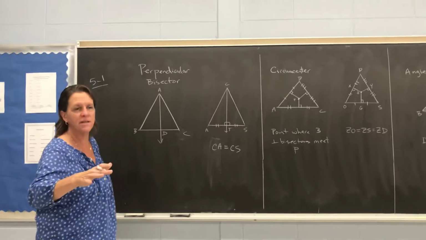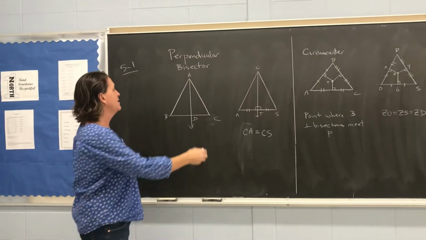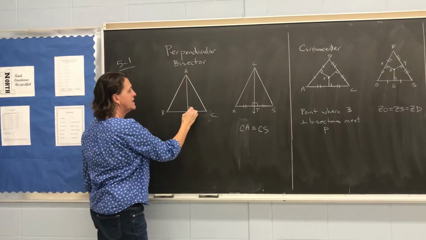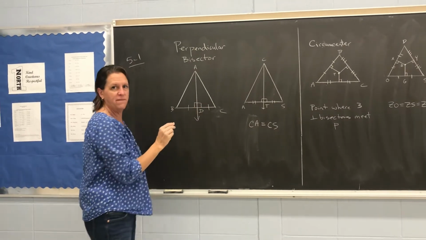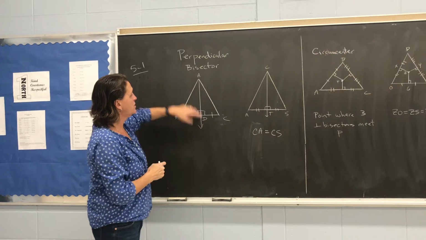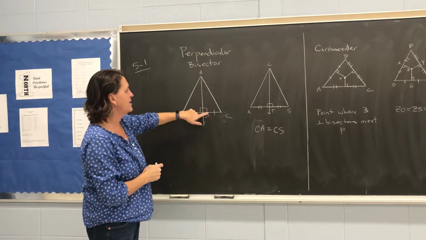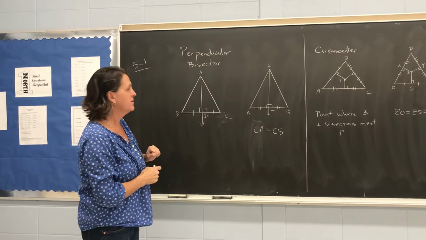You've seen perpendicular bisector before, I think. Perpendicular means it makes 90 degrees. Bisector means it cuts the side in half. So, two words, two things. Makes 90-degree angles and cuts the side in half, okay?